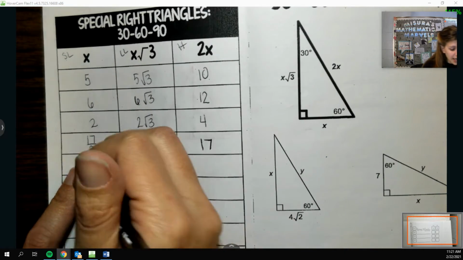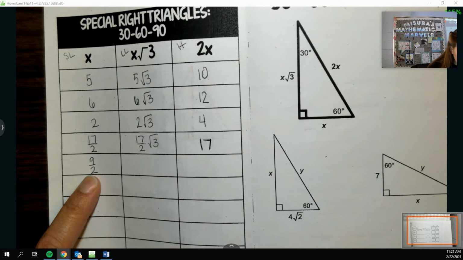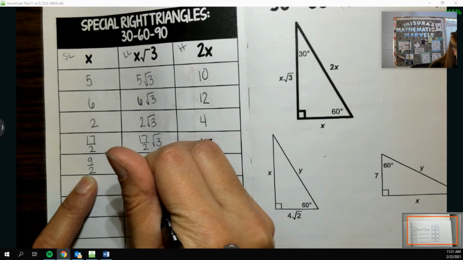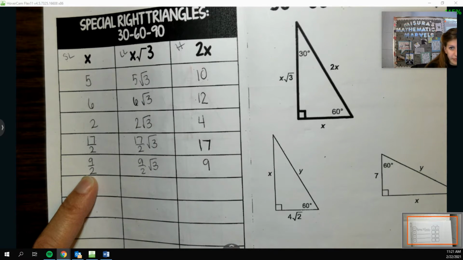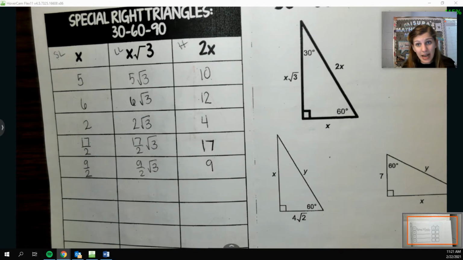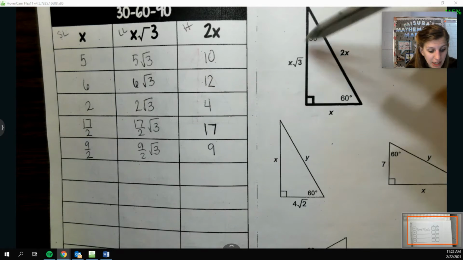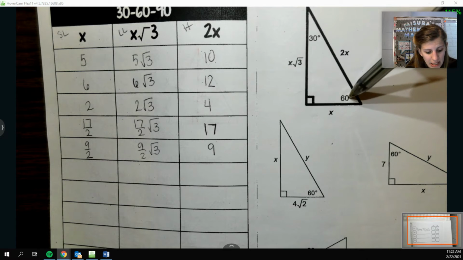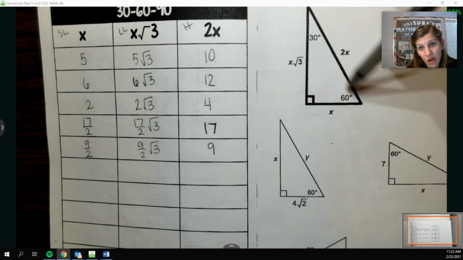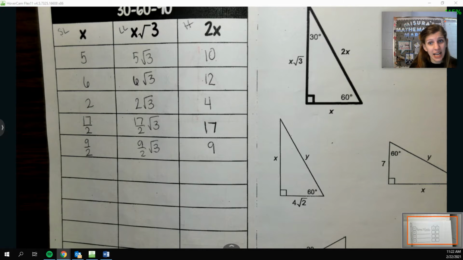Or another way to go is like if I knew that the short leg was 9 over 2, then the long leg is 9 over 2 root 3. And your hypotenuse is 9. So if it's odd, it's not so bad. The worst case scenario is that your root 3 is in the wrong spot. So really when we're following this pattern, the root 3 always shows up on the side opposite the 60, so the long leg, but it doesn't have to. And if it doesn't, that kind of goofs things up a little bit.